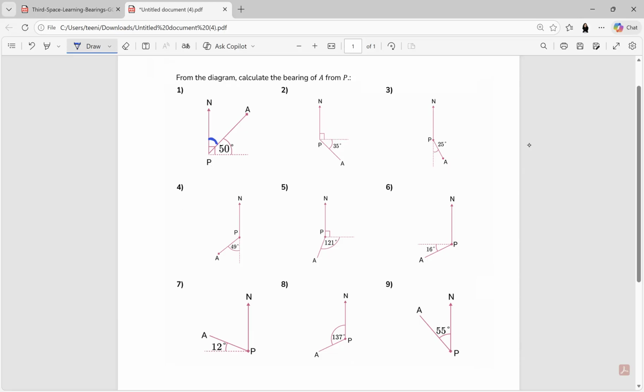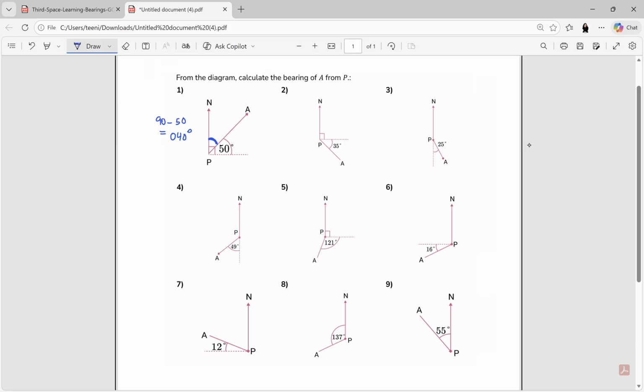Now, this whole angle here is 90 degrees, right? This entire angle here is 90 degrees. So if from here to here is 50, then the remaining is the bearing of A from P. So the bearing of A from P will be 90 take away 50, which will give me 40 degrees. And remember, you have to write it using 3 digits.